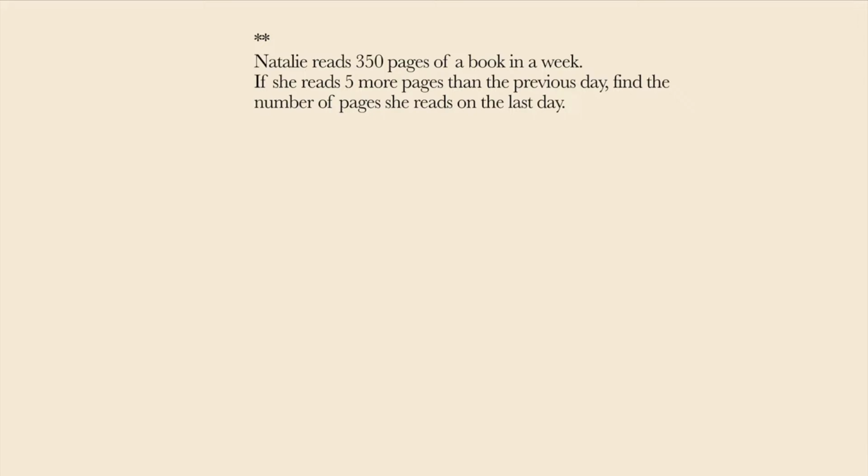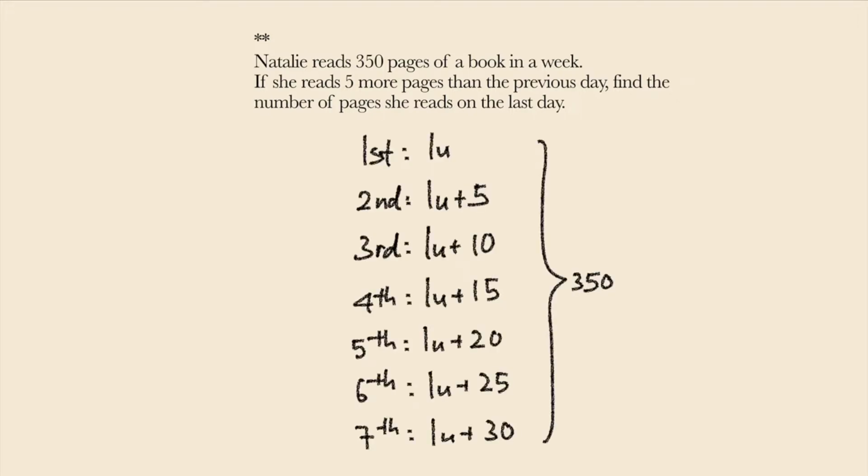A level 2 question. Natalie reads 350 pages in a week, so that's 7 days. Now, every day, 5 more than the previous. So we don't know what the first day's reading was. Let's call it 1 unit. So the next day will be 5 more than that, which is 1U plus 5. And the next day will be 1U plus 10, so 5 more. So every subsequent day, you increase by 5. And for 7 days.